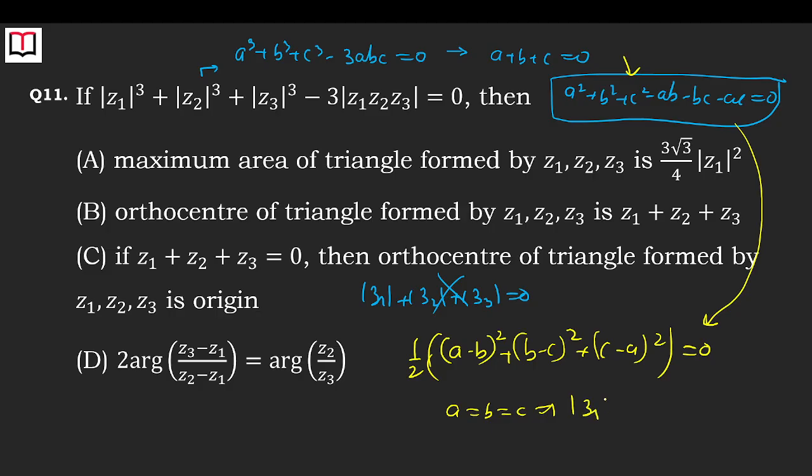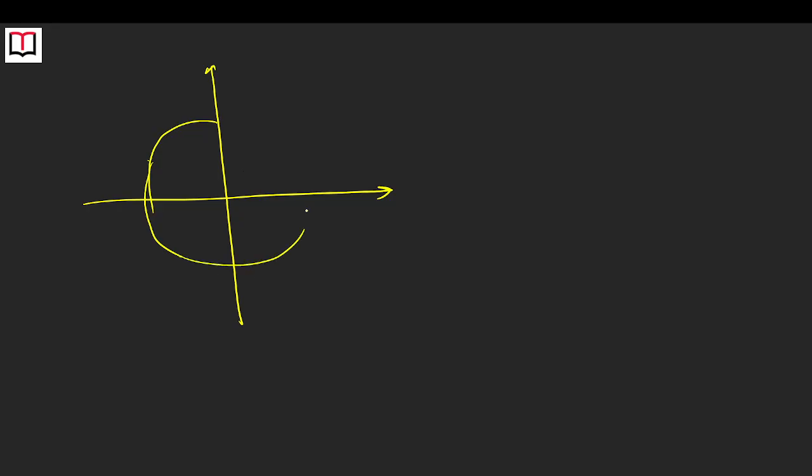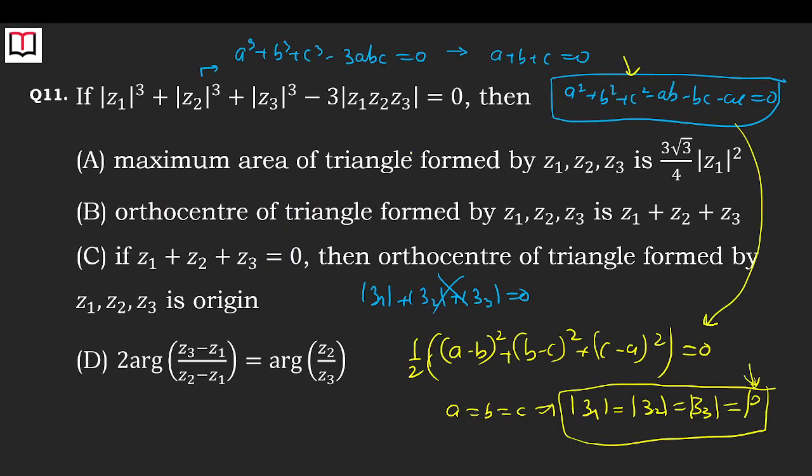So that means mod z1 is equal to mod z2 is equal to mod z3. So all of them lie on a circle of radius, let's say, p units. The radius is not given, but it's fixed. Radius p and center at the origin. So they all lie on a circle with center at the origin and radius p. That's it. Now let's move to the question. The given information tells us that z1, z2, z3 lie on a circle of radius p units and center at the origin. Now, the maximum area of the triangle formed.